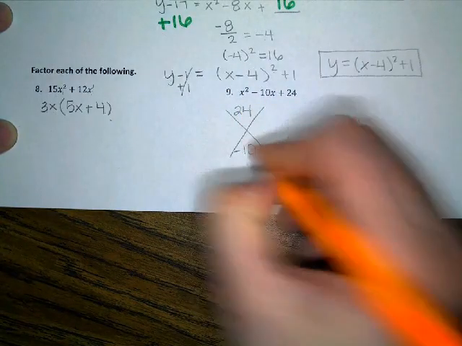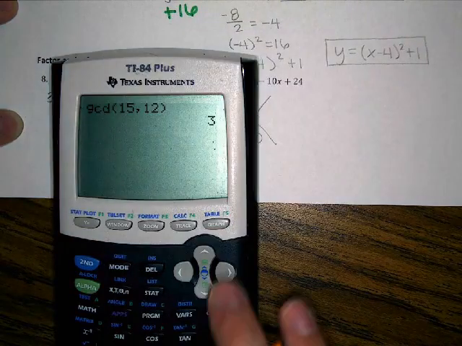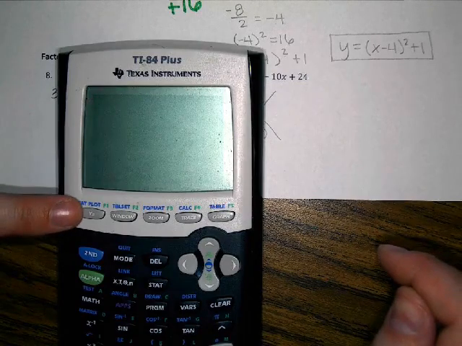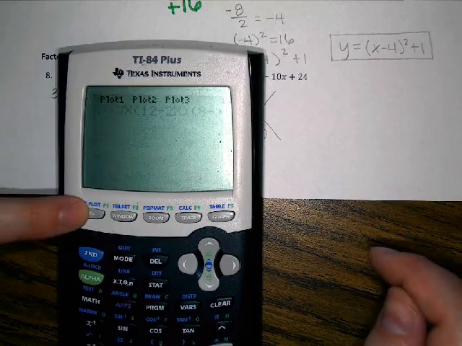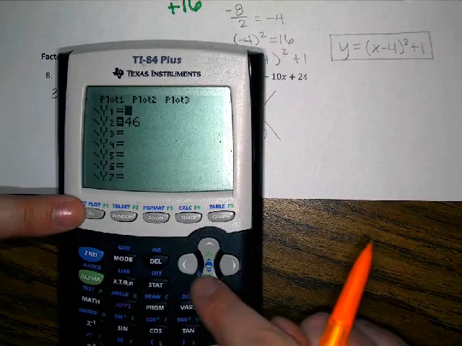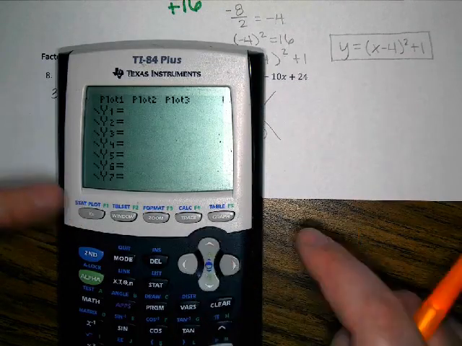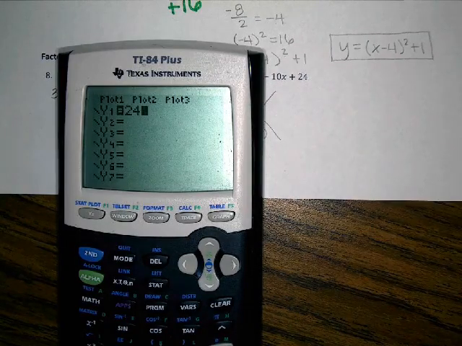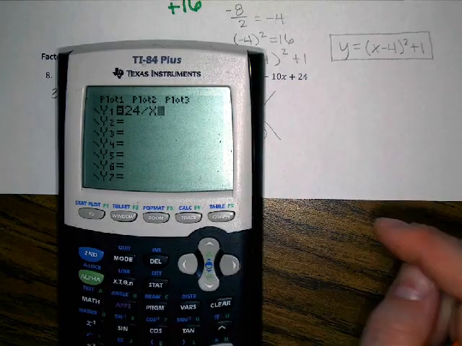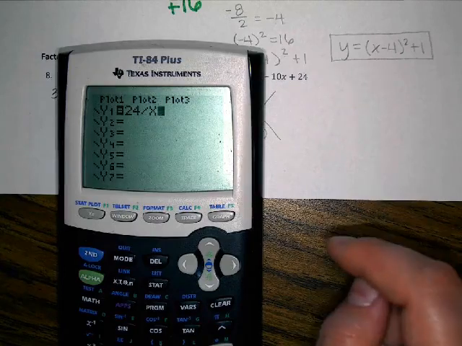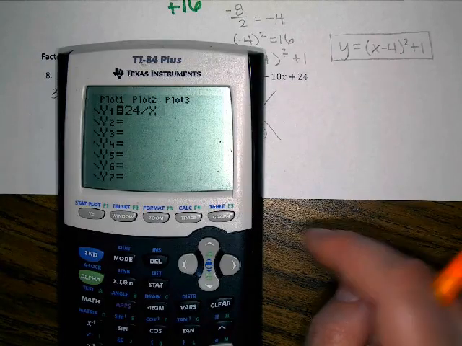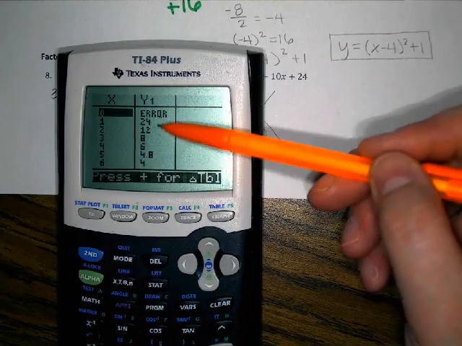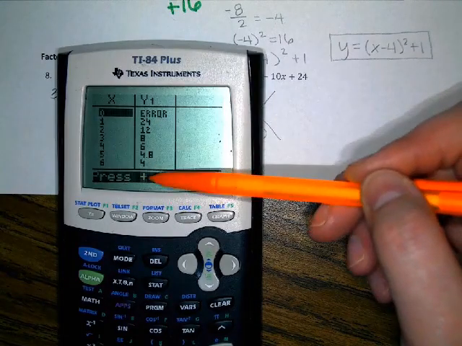Okay, so I'm going to grab my calculator. I'm going to hit the y equals button. And what am I going to type in here? Anyone remember what I type in there? 24 divided by x. Okay, 24 divided by x. And then where do I go from there? Second graph.